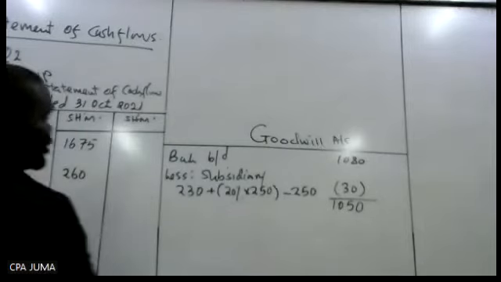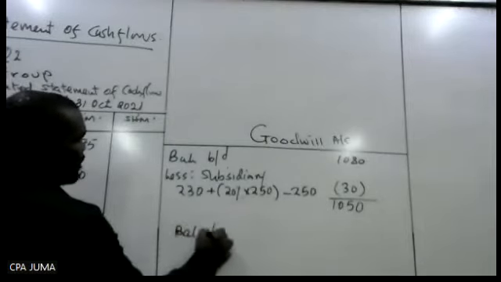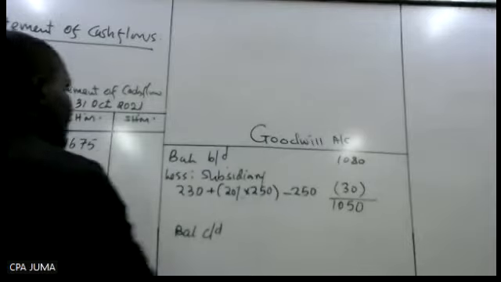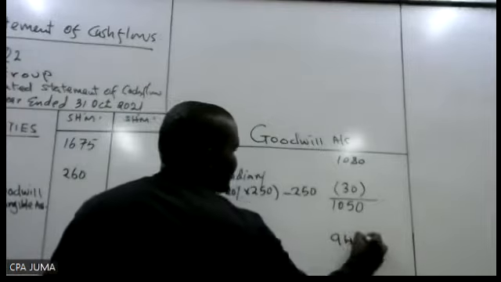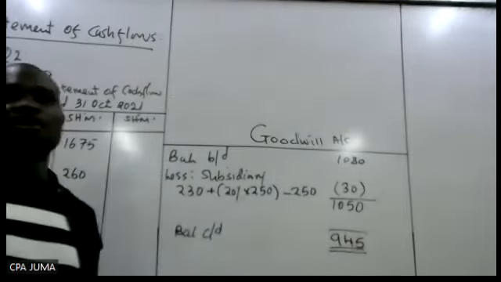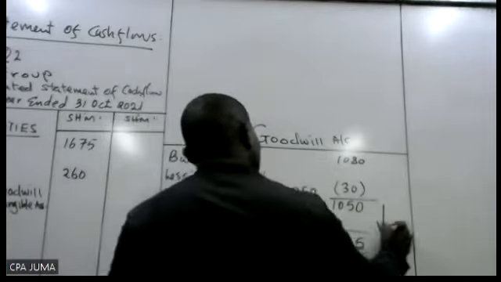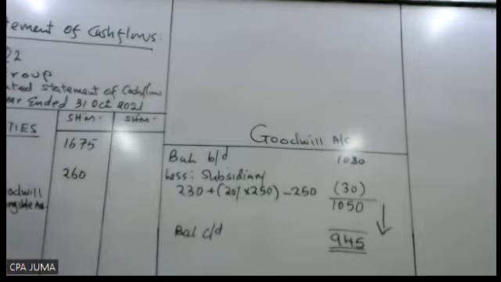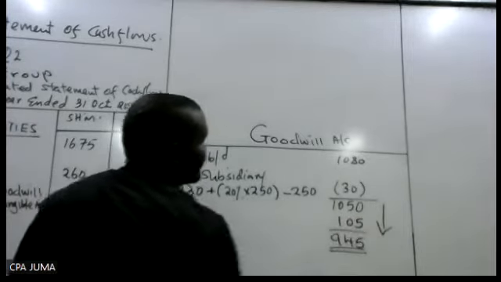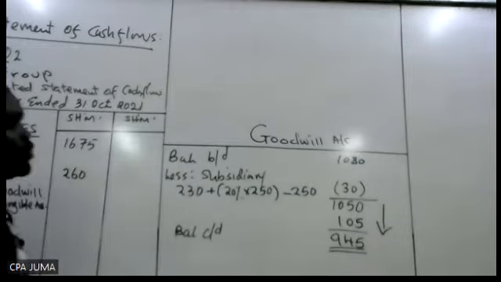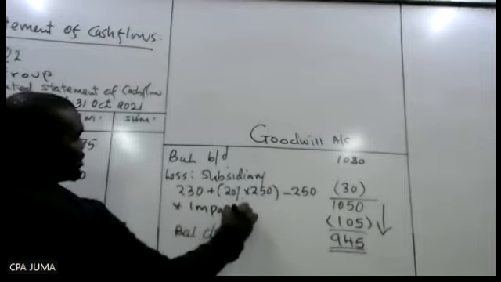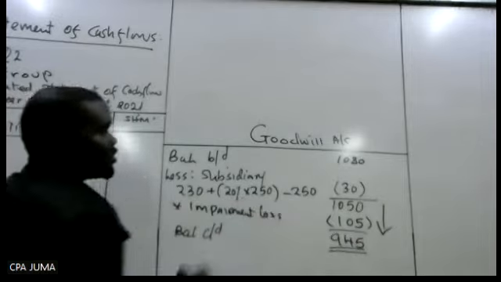Skip one line. According to examiner, balance carried down, 945. That decrease is impairment. This one here. The decrease is impairment. How much? 105. That decrease. So goodwill went down by 105. That is the impairment which they are not telling us. Impairment loss.